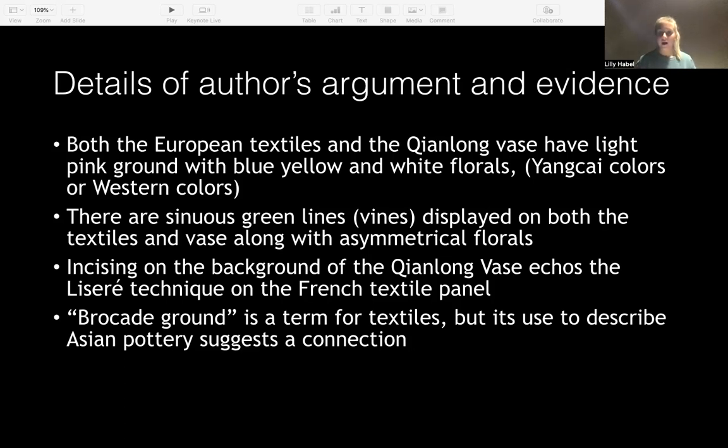So kind of a texture or design on the background of the piece to enhance the shadow that is featured on both pieces. Brocade ground, which is a term for textiles, as I mentioned earlier, is used in this case to describe Asian pottery, which does suggest a connection between the two.